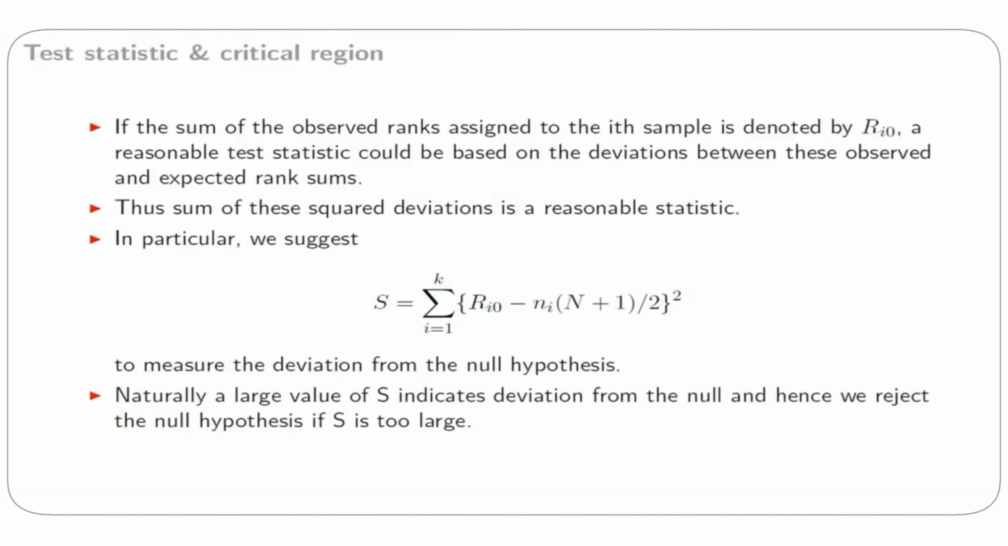If the sum of the observed ranks assigned to the ith sample is denoted by R_i naught, a reasonable test statistic could be based on the deviations between these observed and expected rank sums. Thus, the sum of these squared deviations is a reasonable statistic. In particular, we suggest S as summation i from 1 to k, (R_i naught minus small n_i times (N plus 1) by 2) whole square, to measure the deviation from the null hypothesis. Naturally, a large value of S indicates deviation from the null, and hence we reject the null hypothesis if S is too large.